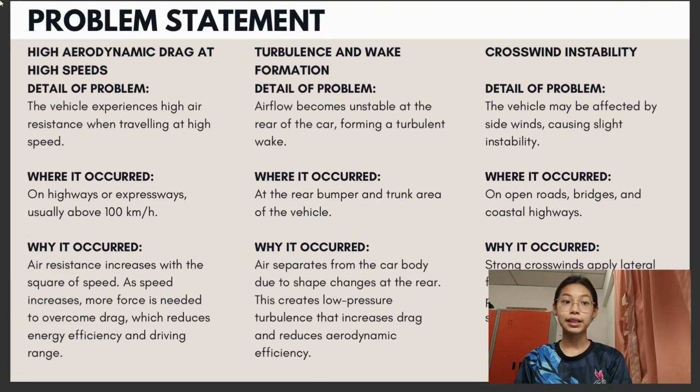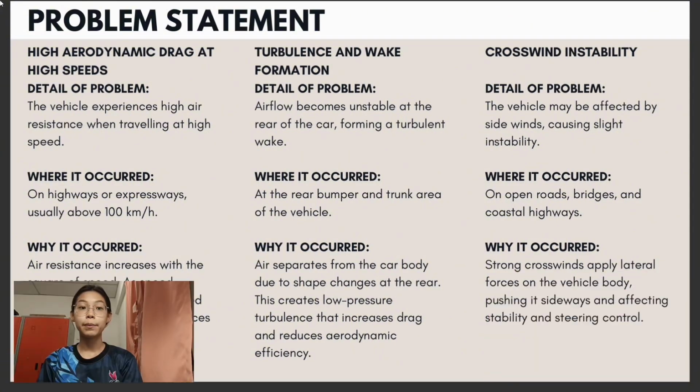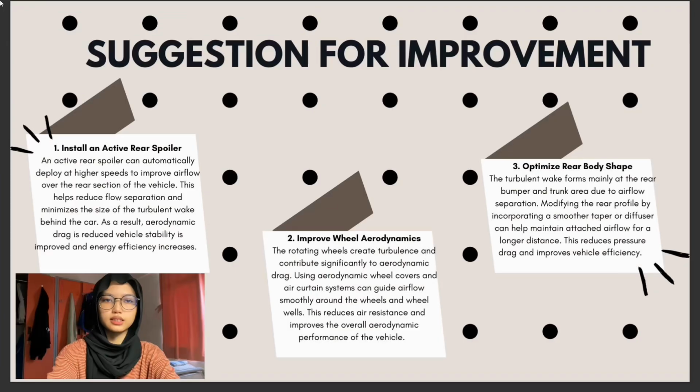The third problem is crosswind instability. This occurs on the side of the vehicles, especially when driving on the open road or bridge. It happens because strong crosswind disturbs the airflow around the vehicle, making it less stable and harder to control. This slide shows several suggestions for improving the aerodynamic performance of the vehicle.